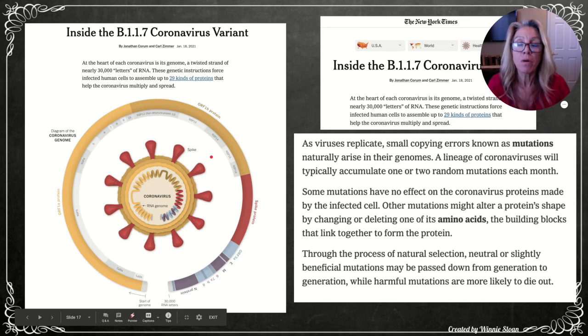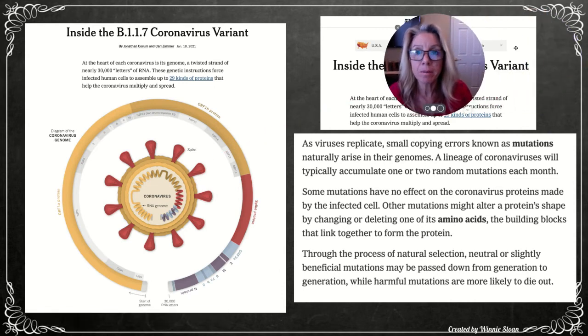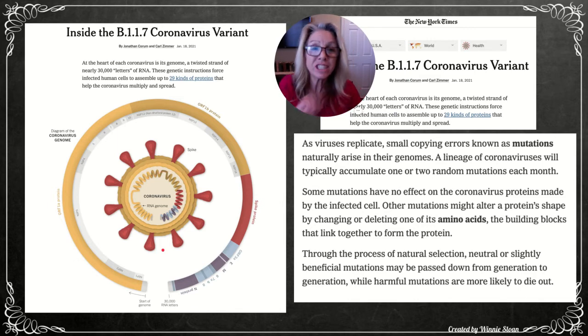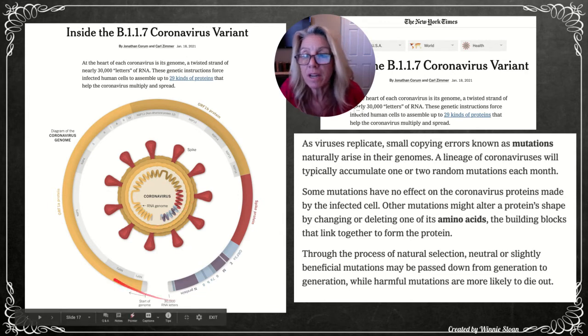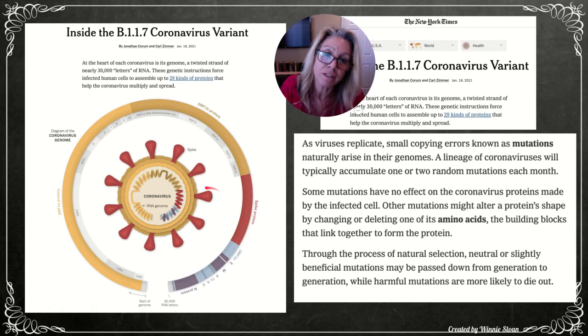Okay, so interesting about the coronavirus variant, and let me move myself over here. At the heart of each coronavirus, its genome, is a twisted strand of nearly 30,000 letters of RNA. You know what those letters are, right? The nucleotides. These genetic instructions force infected human cells to assemble up to 29 kinds of proteins. So when it gets its genetic code in us, we're like, oh, okay, what proteins would you like built? And we start building these 29 kinds of proteins that help the coronavirus multiply and spread. When you look at its viral genome in here, and here you can see the spikes, the coloring is telling you what that viral genome codes for. So you can see a large portion of it is just for these spike proteins.